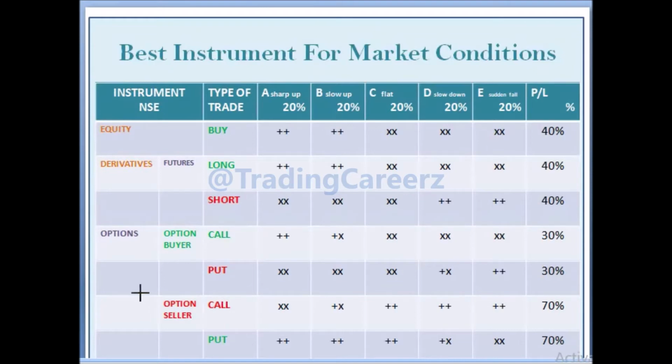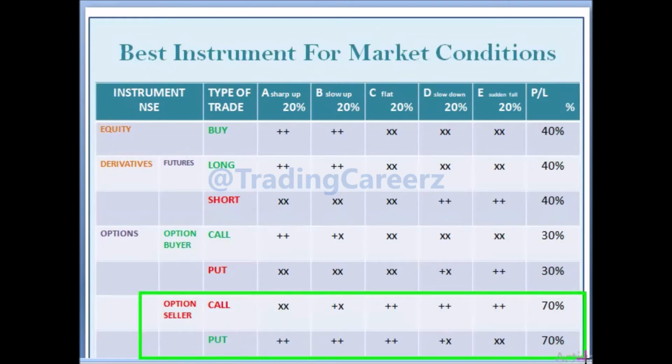Now the option seller. If someone sells a call and the market goes sharp up, you will be at a loss. If the market goes slow up, you have a 50% chance of profit and a 50% chance of loss. Why? Because you are collecting the premiums. That's why option decay supports the option sellers, and you make some profit. If the market is within the range, you will profit. Market slow down, you will profit. Sudden fall, you will profit.